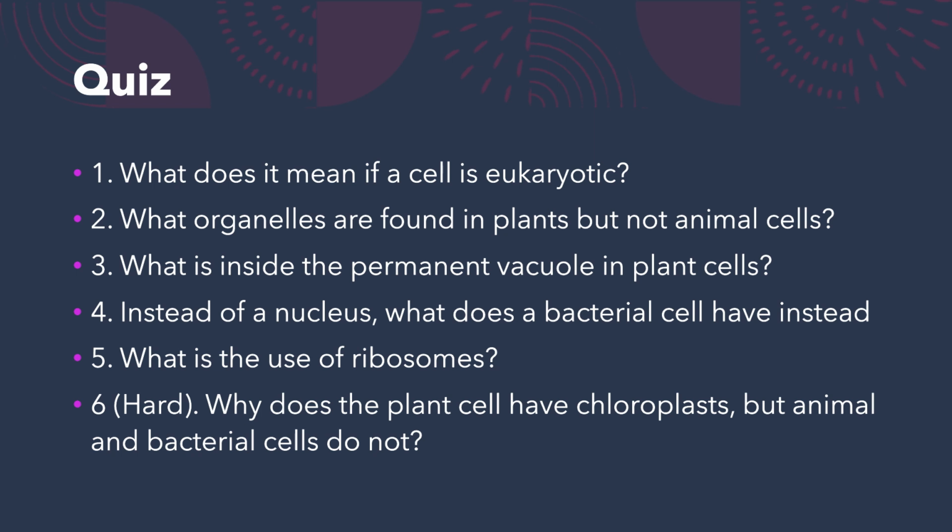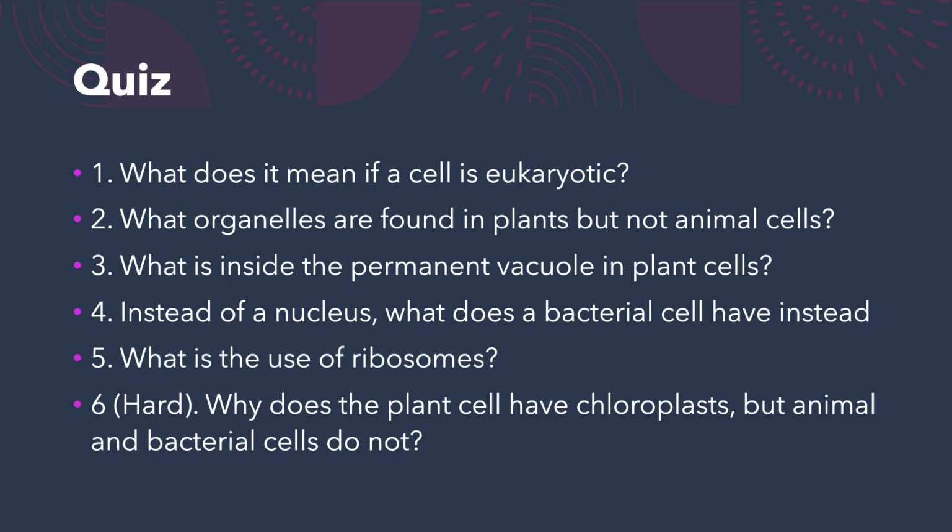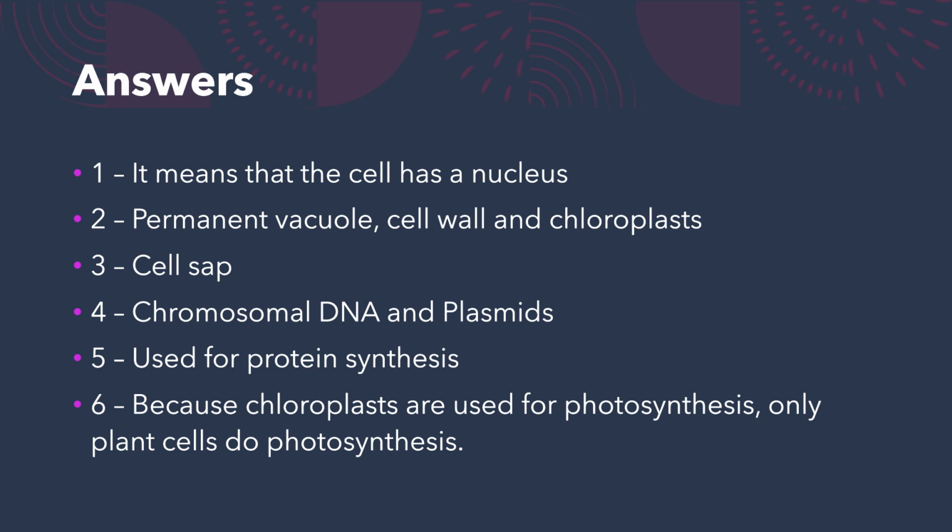So hopefully you've answered the questions and I will go through each of the answers now. So the first question is, what does it mean if a cell is eukaryotic? So the answer is, it means that the cell has a nucleus, okay? Then next, what organelles are found in plant cells but not animal cells? So you guys remember the three extra organelles that I talked about. So these are permanent vacuole, cell wall, and chloroplast.